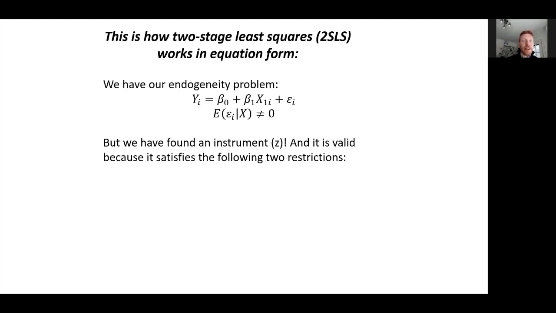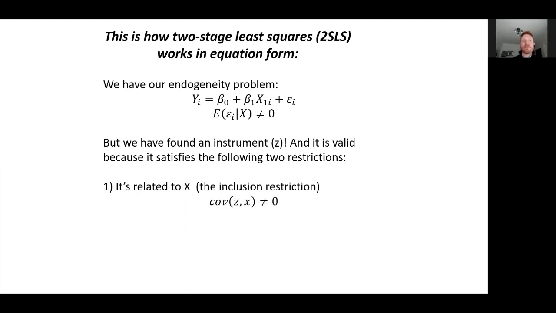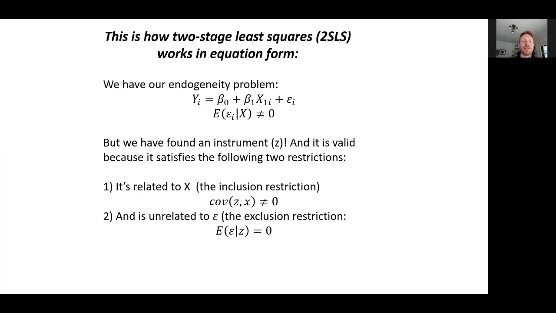But let's say we found an instrument z and it's valid and it needs to satisfy these two restrictions that we specified. It has to be related to x, which is the inclusion restriction. That is, there needs to be some relationship between z and x. And we'll talk about the strength of that relationship and what that gives us in our next lesson when we are talking about variance. And the second condition that we need, the exclusion restriction, is that it needs to be unrelated to the error term. That the expectation of the error term given z needs to be 0.